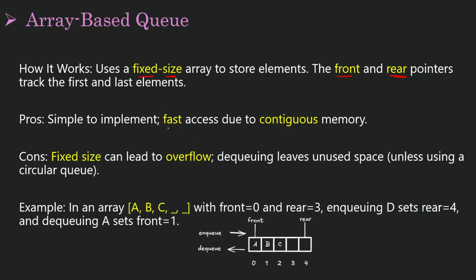Pros. Simple to implement. Fast access due to contiguous memory. Cons. Fixed size can lead to overflow. Dequeuing leaves unused space unless using a circular queue. Example. In an array ABC with space, front equals 0 and rear equals 3, enqueuing D sets rear equals 4, and dequeuing A sets front equals 1.